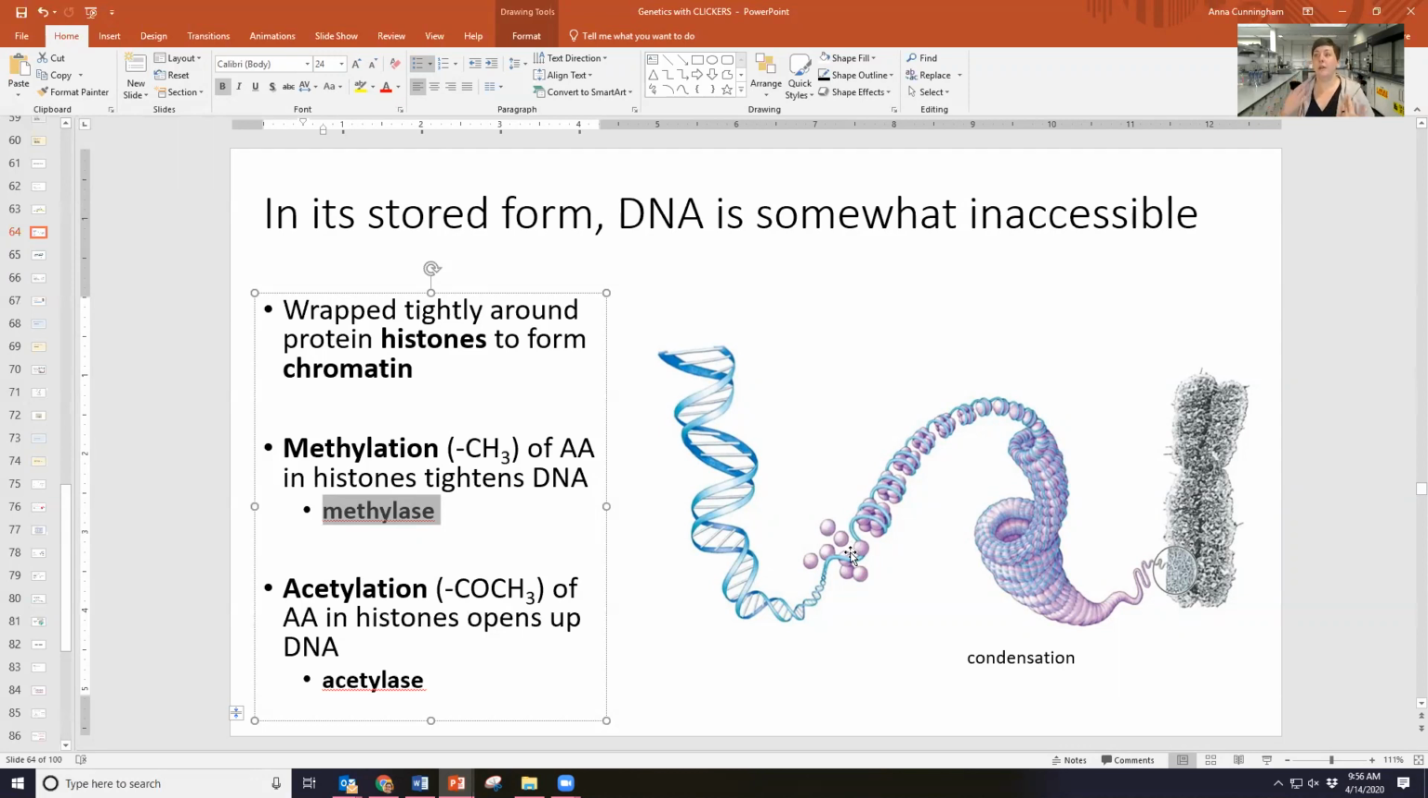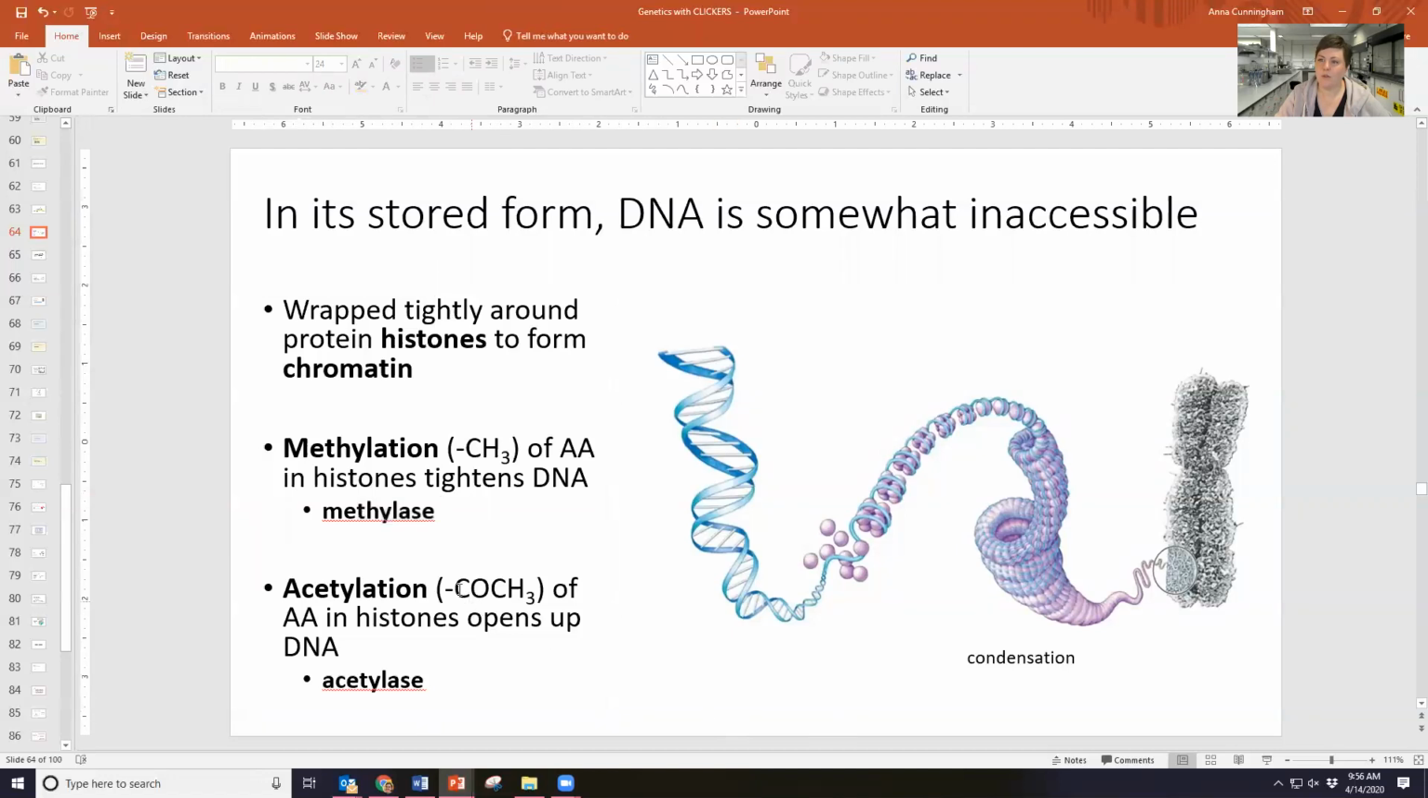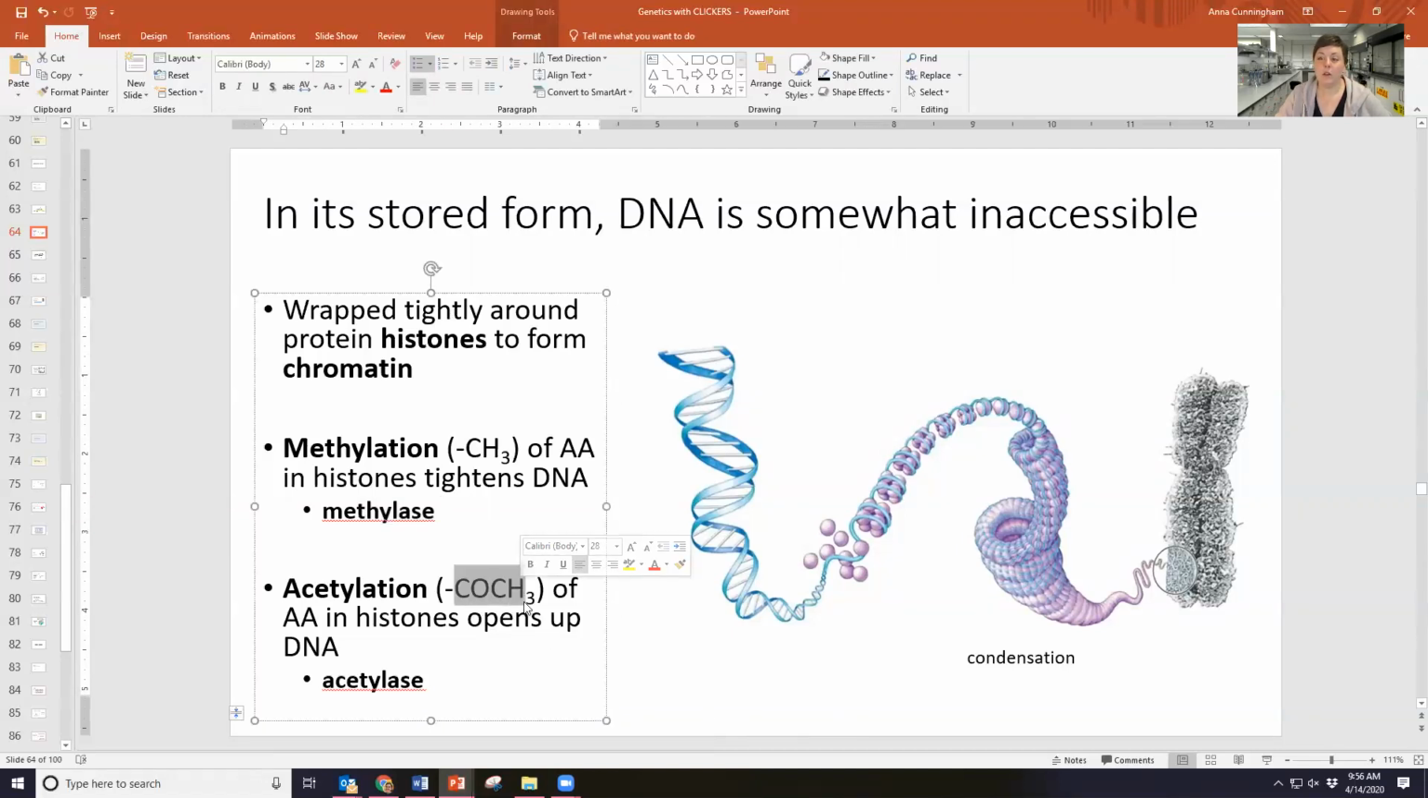But let's say we want to decondense that chromatin, open it up so it's more accessible to those enzymes, to RNA polymerase for transcription. If we want to open up, we need to remove those methyl groups and add an acetyl group, which is basically 2 carbons, an oxygen, and 3 hydrogens. In order to do this, we use an enzyme called acetylase. It basically replaces those methyl groups with that acetyl group. But what happens is DNA doesn't like acetyl groups as much as it likes methyl groups.